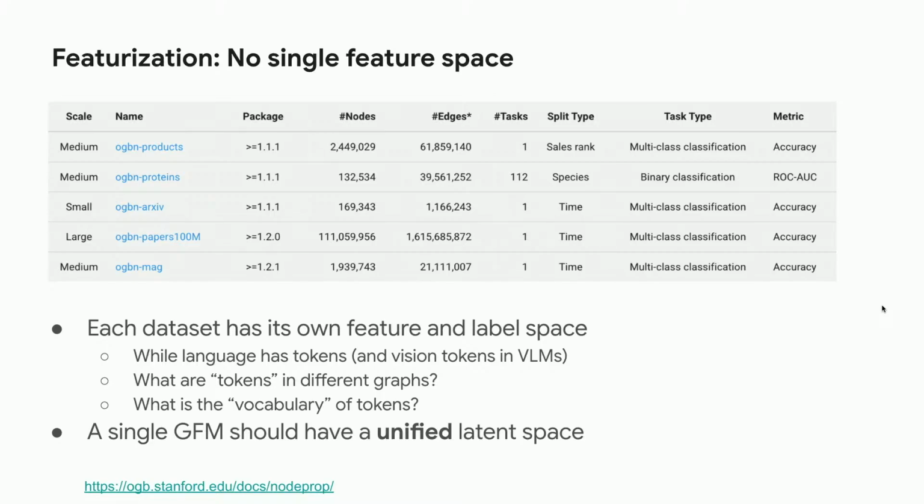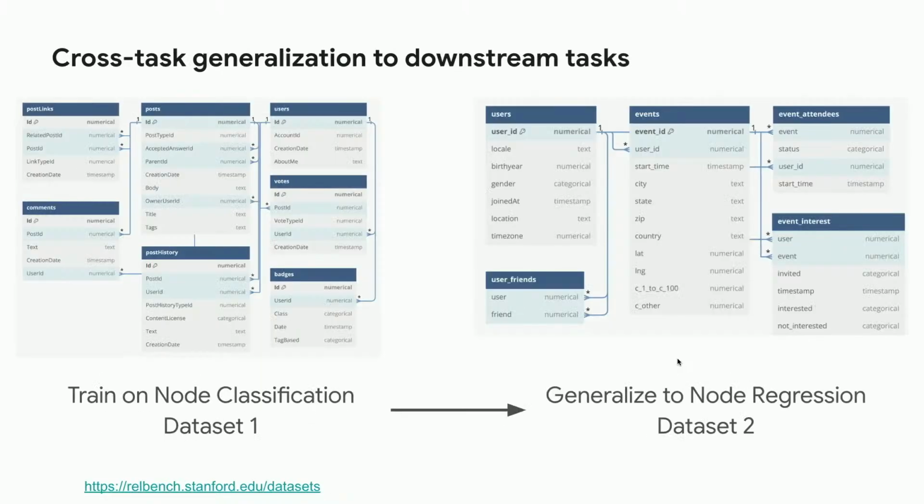So each data set has its own feature and label space. And in the OGB, there are data sets with very different numbers of features. No single vocabulary. If you want to train a foundation model, you need a unified latent space. Actually, if you want to have a representation learning method, not just a mapping from one space to another. And cross-task generalization seems to be a problem too. If you train on a node classification data set, we know in some general ways how to generalize to a different node classification data set, but transferring it to link prediction seems to be a pretty interesting task.